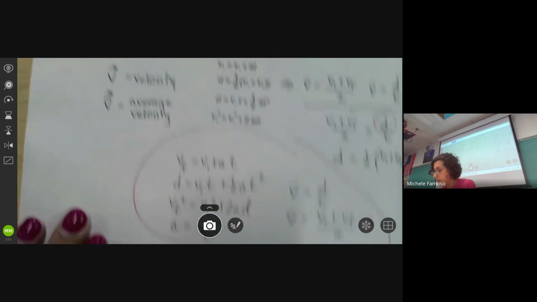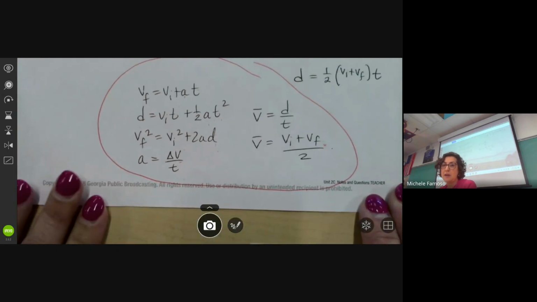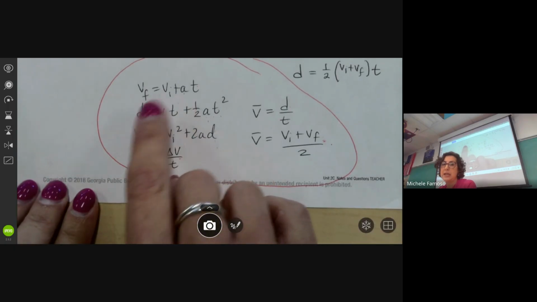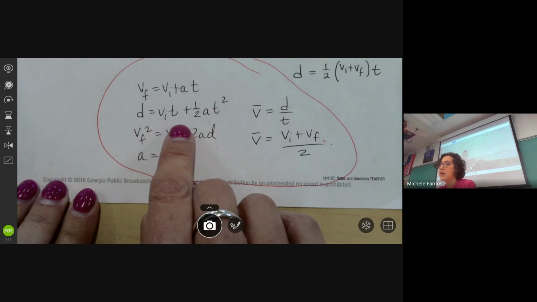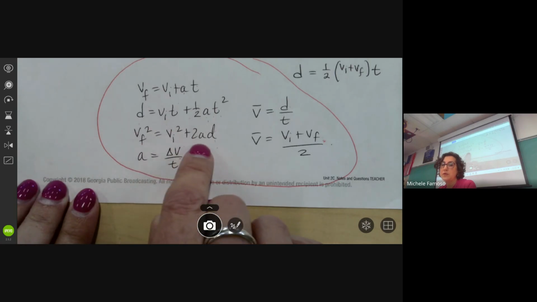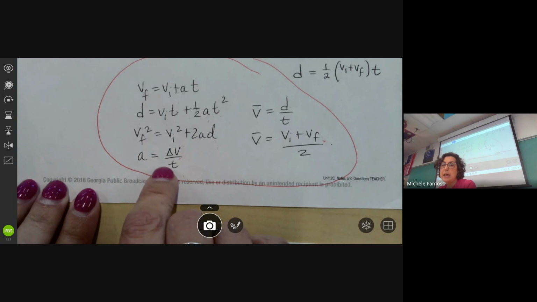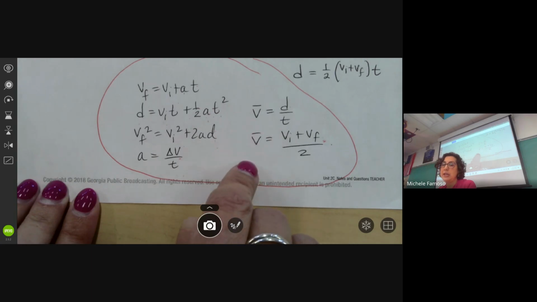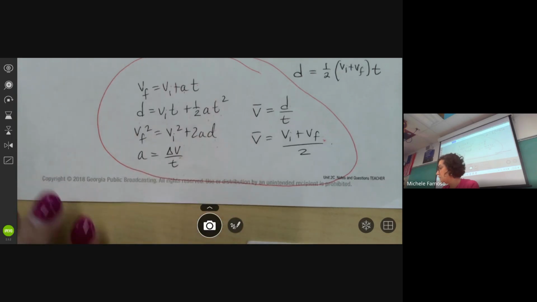Number 10, there are 6 equations that you should know, not 4. There are 6. They are VF is VI plus AT, D is VIT plus half AT squared, VF squared is VI squared plus 2AD, A is change in V over T, V bar is D over T, and V bar is VI plus VF over 2. I know it asked for 4, but there's actually 6. So you should know all 6. Those are in no particular order.